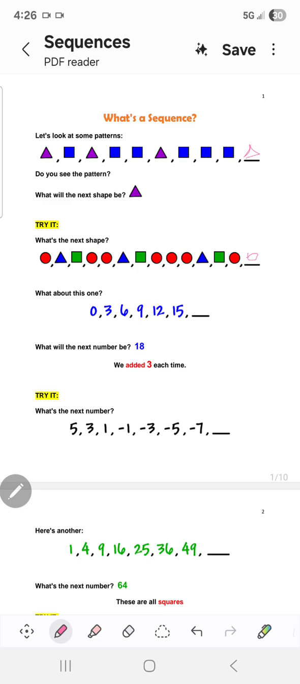So now let's look at some numbers. We've got 0, 3, 6, 9, 12, 15. If you notice the pattern, we're adding 3 each time. So the next one will be 18.